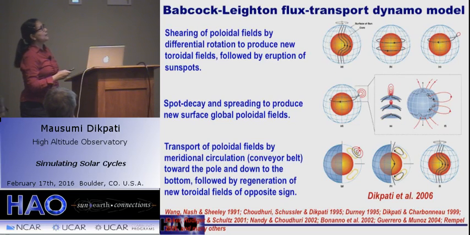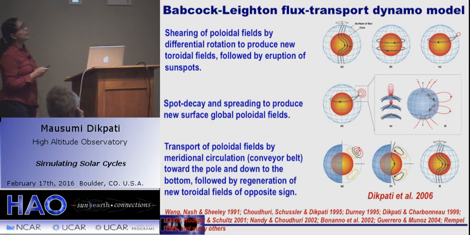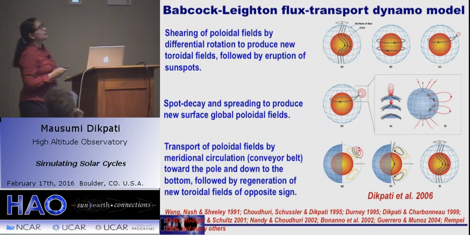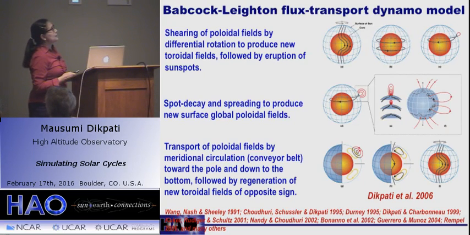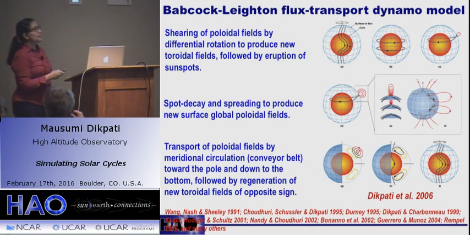The first 3 frames in the first row represent the shearing of poloidal fields by the sun's differential rotation to produce the 2 oppositely directed strong toroidal fields, which eventually rise to the surface by magnetic buoyancy and produce spots. Then the next row represents the spots decaying and producing large scale poloidal fields. This is basically the Babcock-Leighton mechanism.